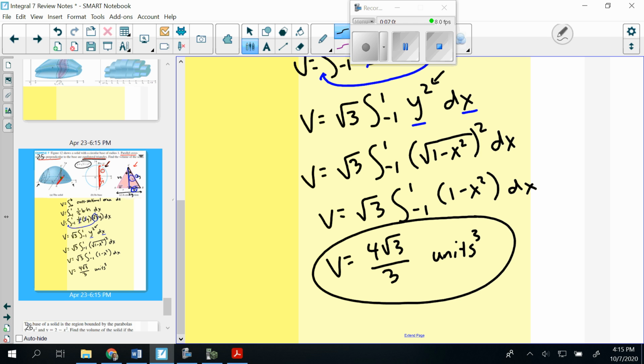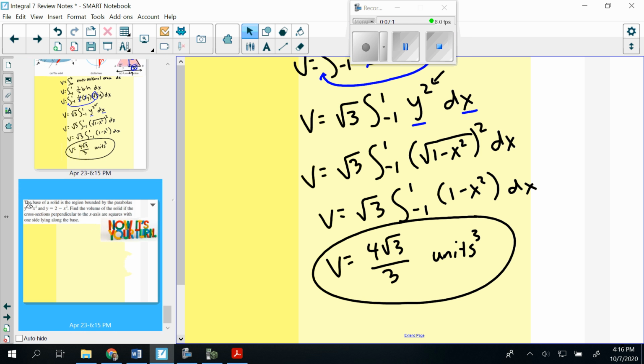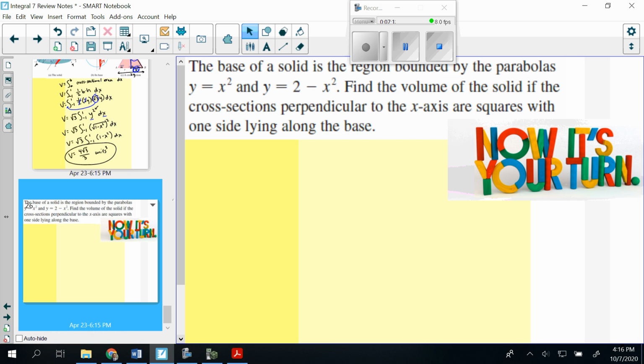All right, let's have you attempt one of these. This one is a region bounded by these two parabolas. Find the volume of the solid if the cross sections are squares. So what I want you to do first, pause the video, and see if you can get a picture of what this looks like first, and then we'll go from there.